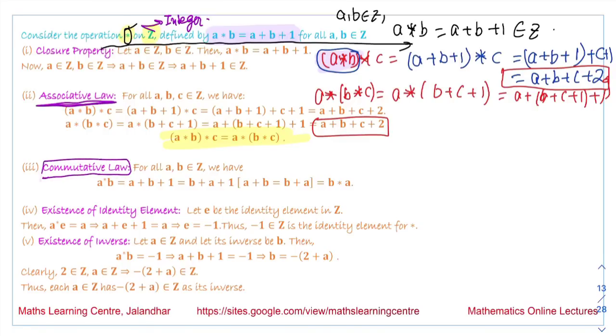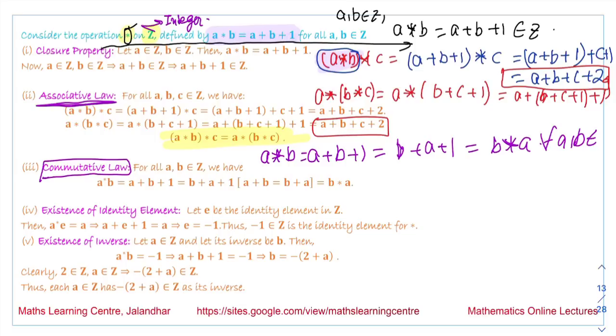Next we are talking about the commutative law. If we calculate the value of A star B, that is equal to A plus B plus 1, that is equal to B plus A plus 1, that is equal to B star A for all A, B belongs to the set Z.